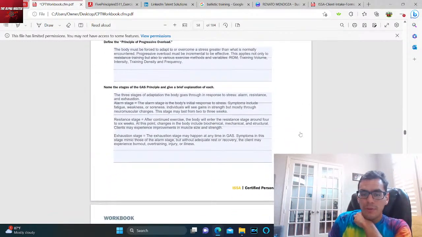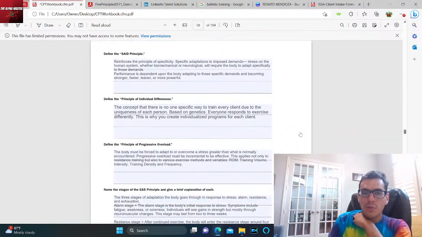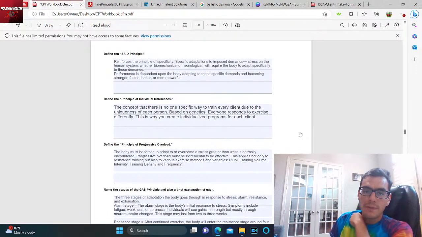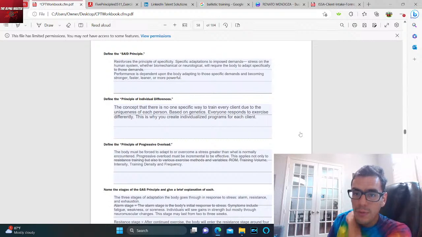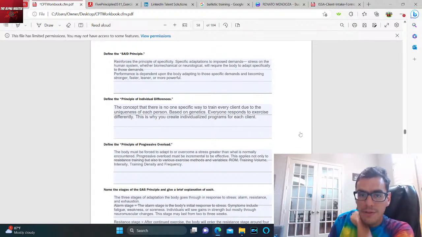The next principle is going to be the SAID principle, the specific adaptation to imposed demands principle, which reinforces the principle of specificity. Stress on the human systems, whether biomechanical or neurological, requires the body to adapt specifically to those demands. Performance is dependent upon the body adapting to those specific demands and becoming stronger, faster, leaner, or more powerful. It's going to be the SAID principle.